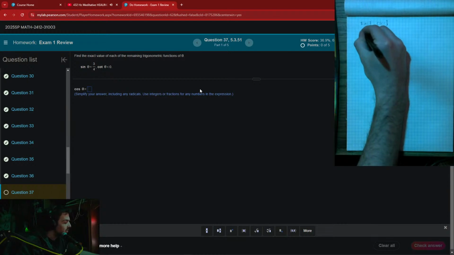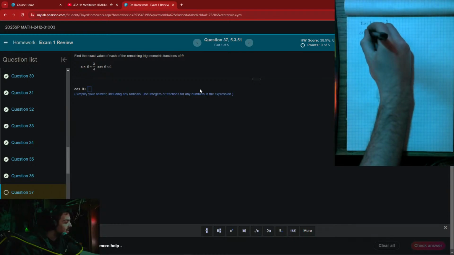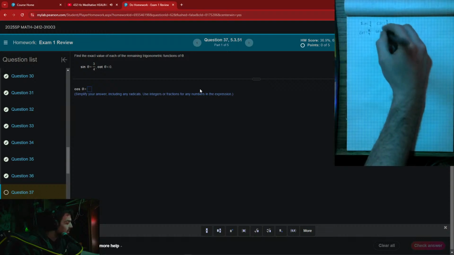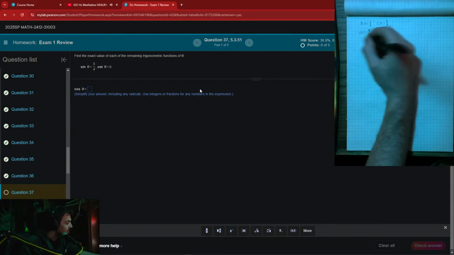Next is cosine, which we know has to have the same denominator as the sine. But the numerator, we don't know. And the numerator is x. Secant, it's going to be 4/x. Tangent is x/3. No. X on the bottom. 3/x.